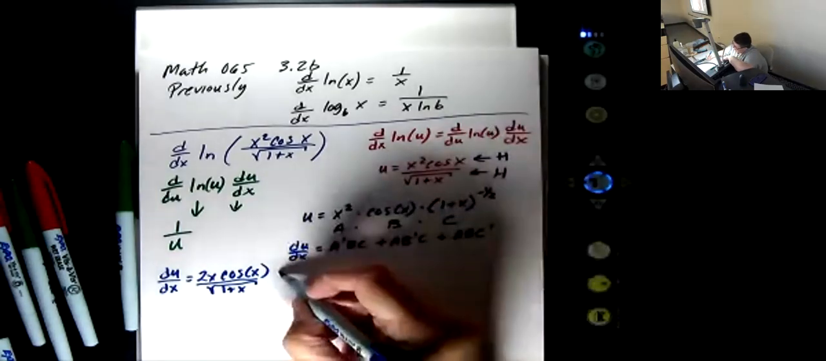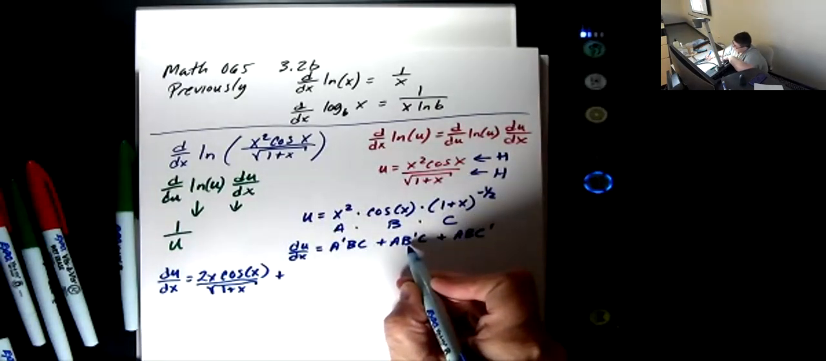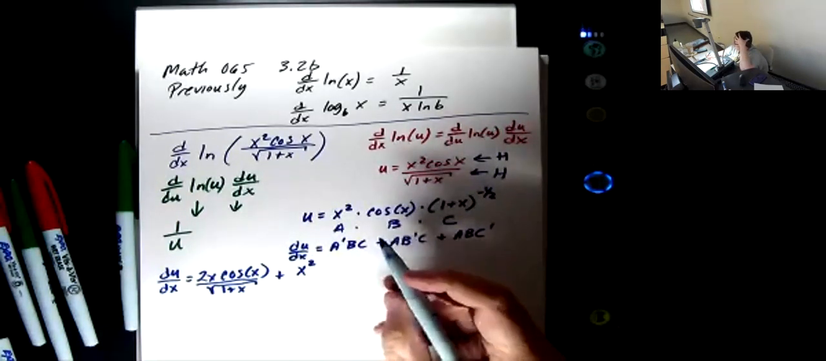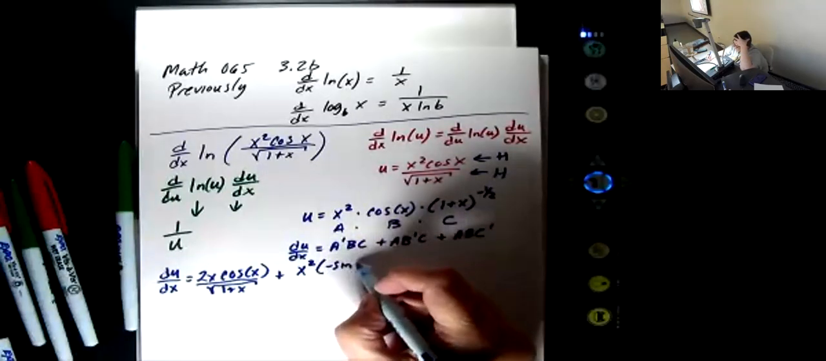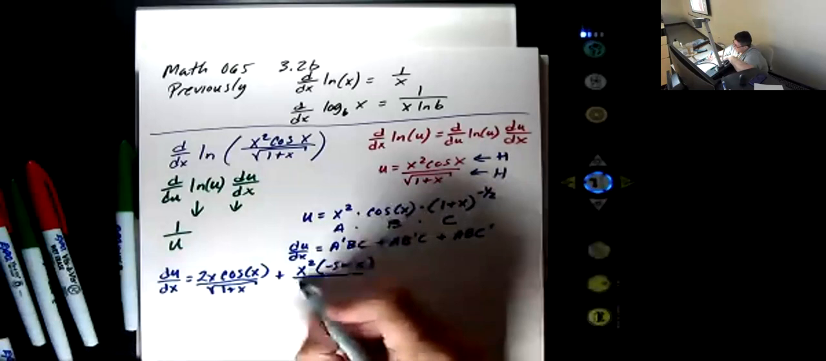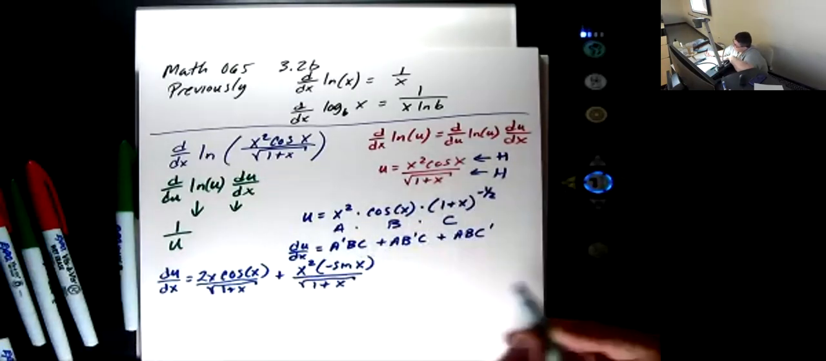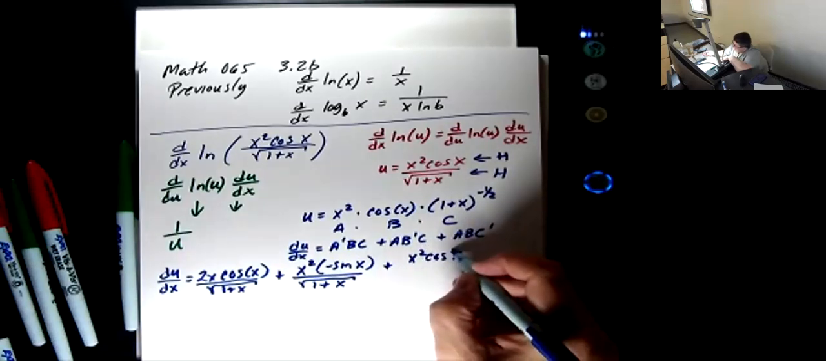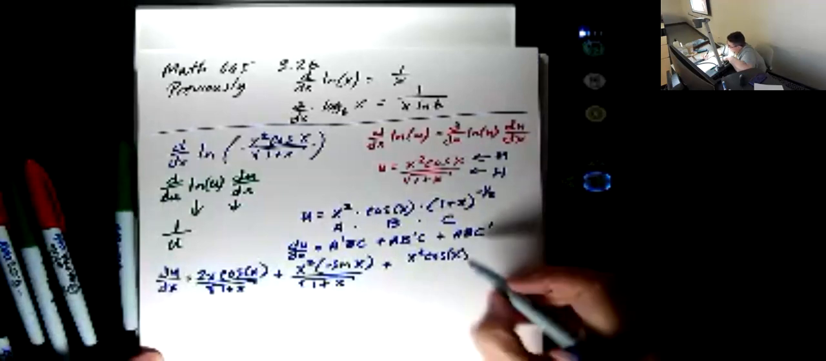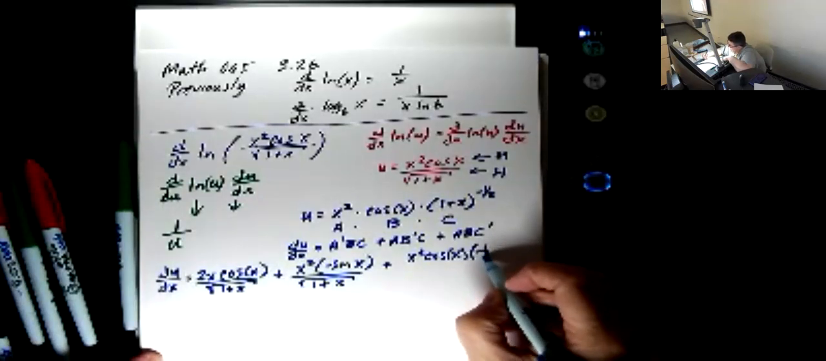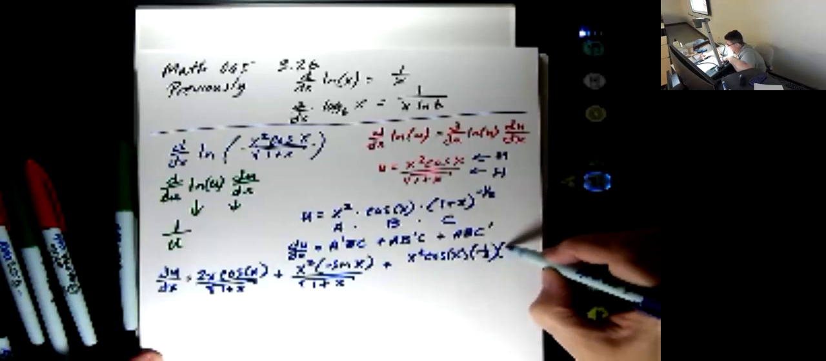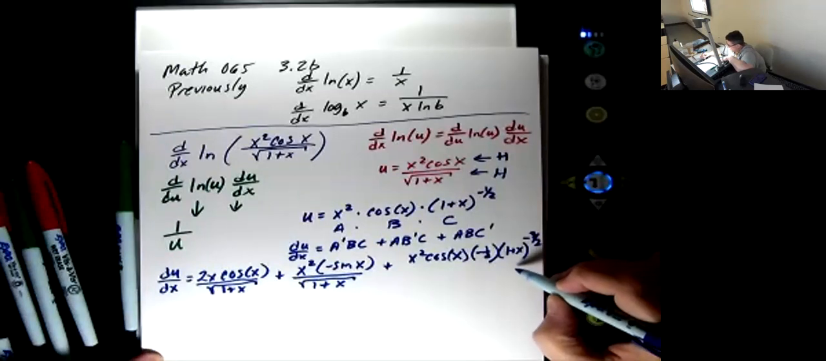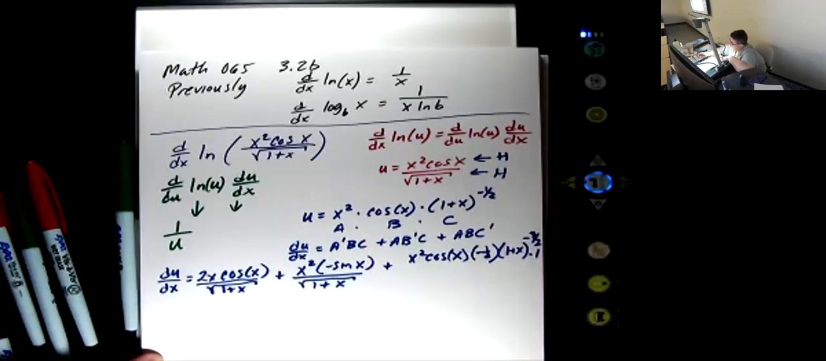And then I've got plus B prime, which means x squared stays the same. What's the derivative of cosine? Negative sine x. Negative sine x, thank you. And C didn't change here, so I'm going to leave that in its original form. And then I've got x squared cosine x, that's my AB. C prime is going to be, I bring the exponent down, lower the exponent by 1, and multiply by the derivative of the inside. The derivative of the inside is 1.